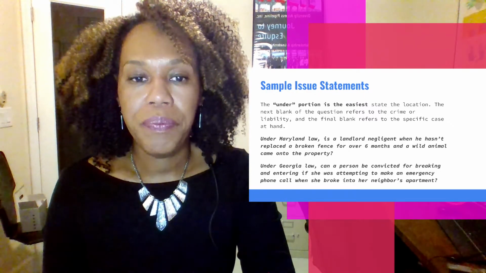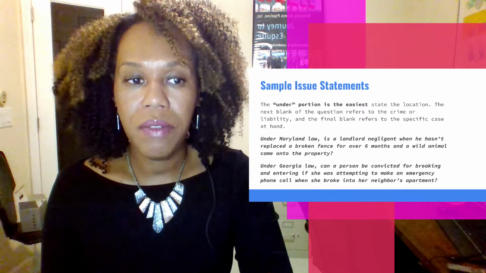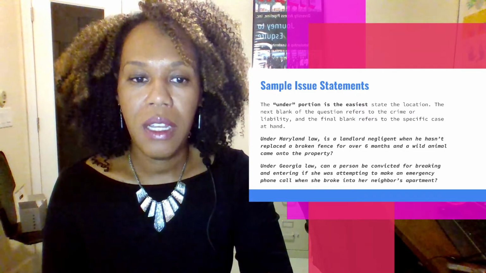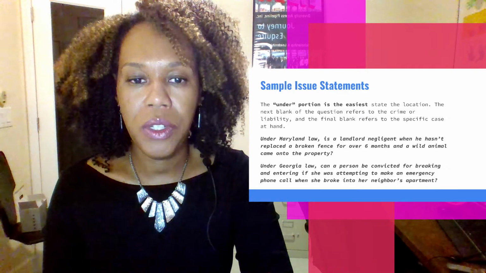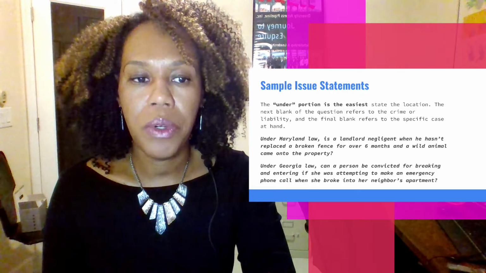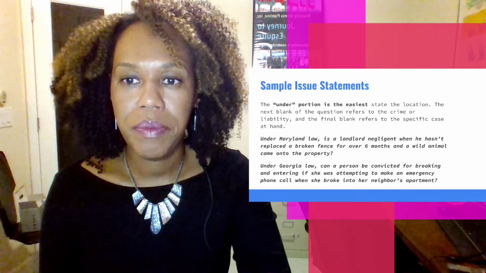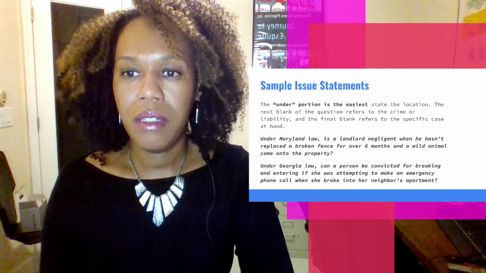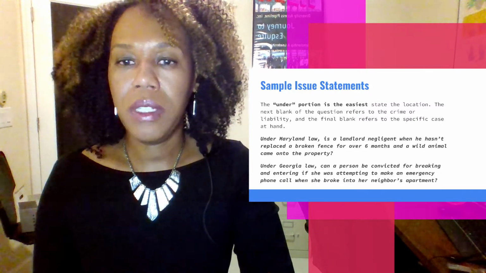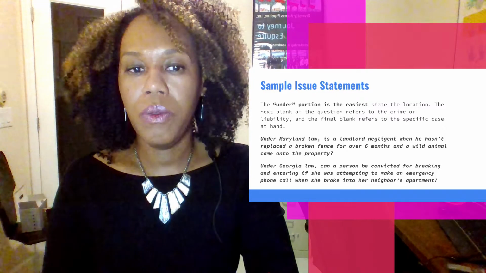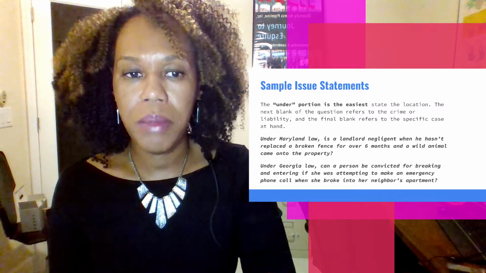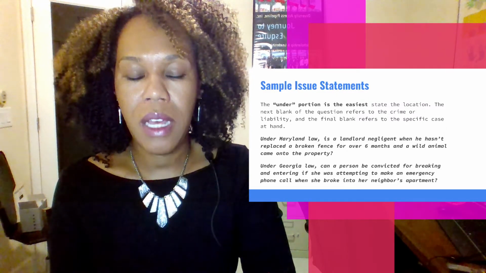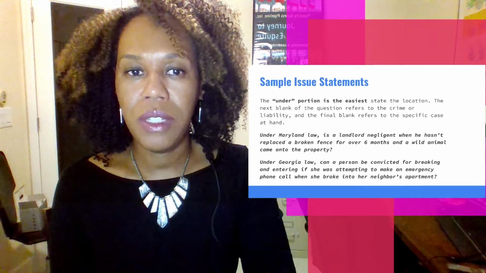Here's another example. Under Georgia law, can a person be convicted for breaking and entering if she was attempting to make an emergency phone call when she broke into her neighbor's apartment? Great issue statement. Now we know what some of the facts are, we know what our jurisdiction is, and so we're going to be looking for a rule to help us decide how to answer these issue statements.